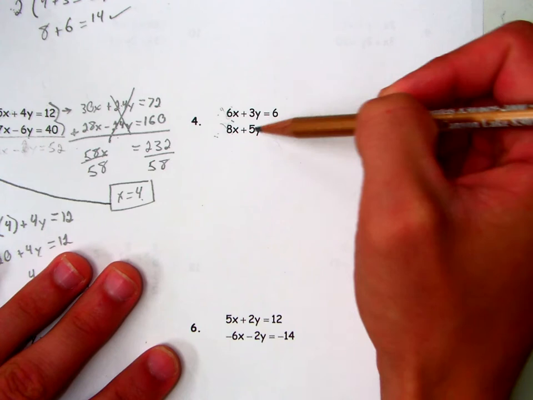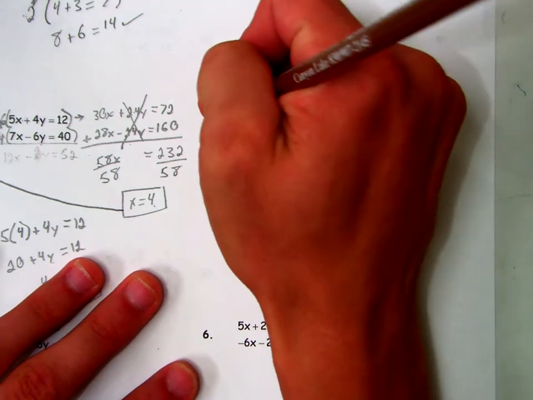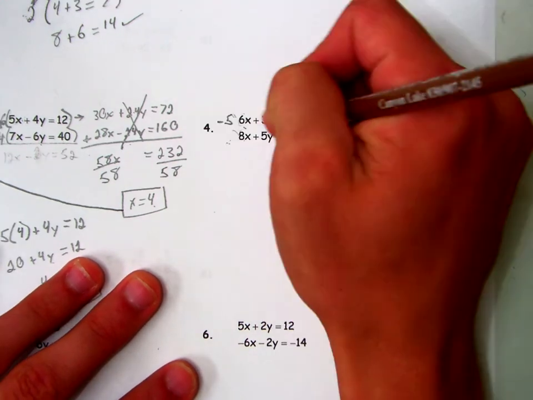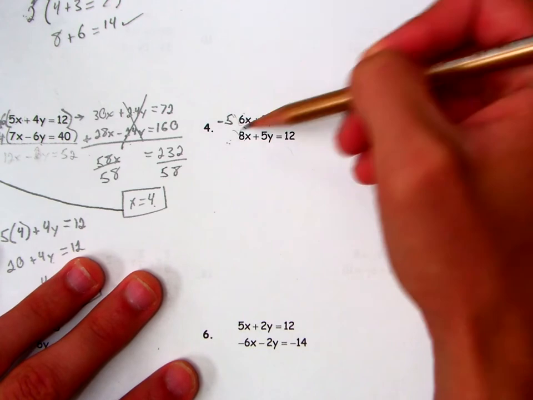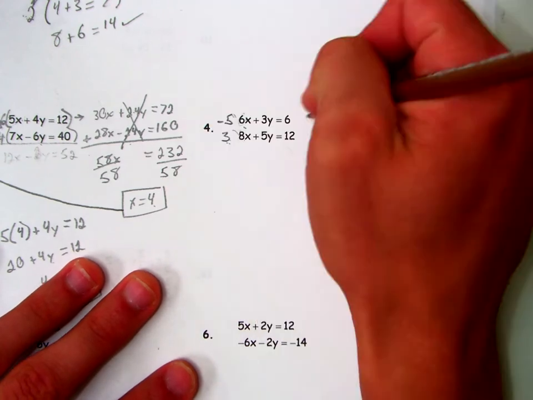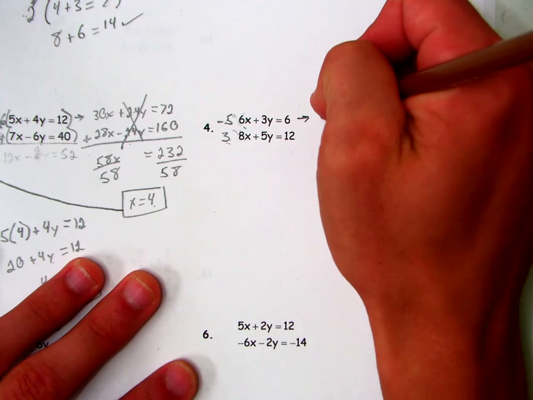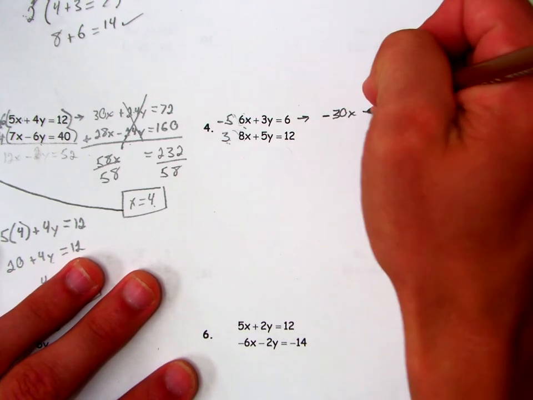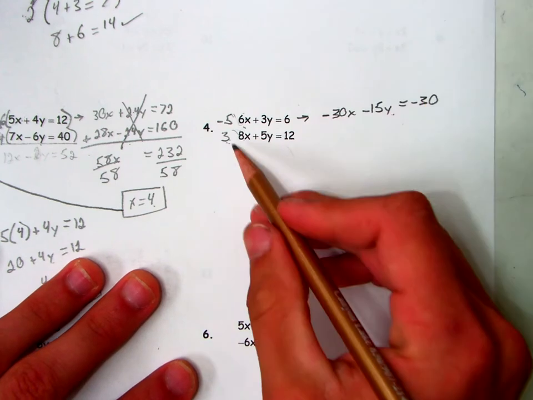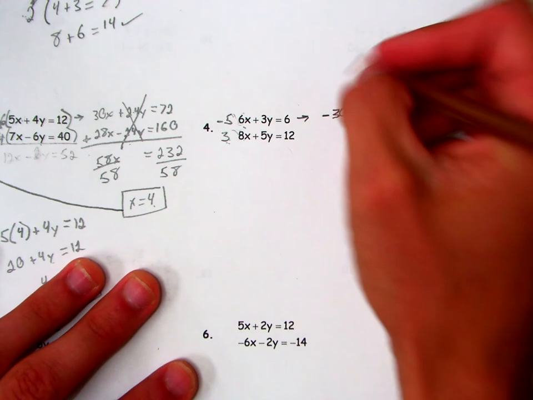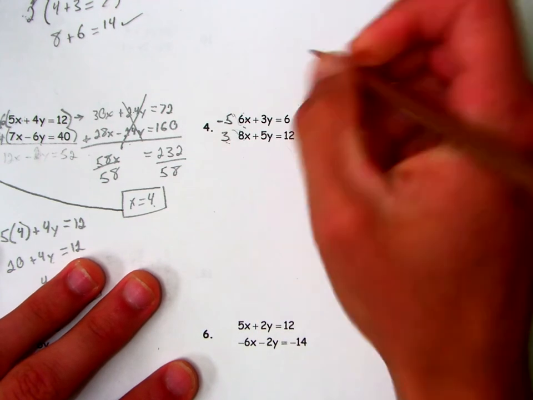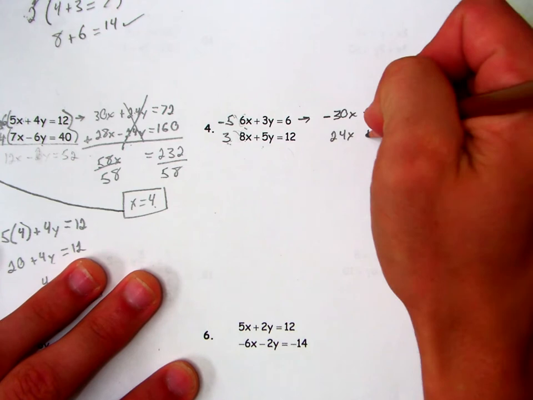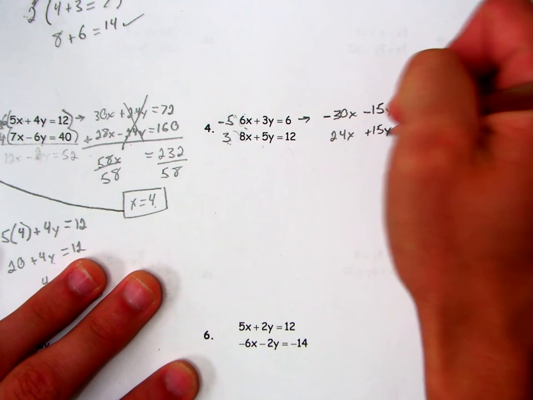Let's say we want to cancel the y's. I'm going to multiply by negative 5 on top. Negative 5 on top, I'm going to multiply by that 3 right here on bottom. So that will simplify to be negative 30x minus 15y equals negative 30. And this one's going to be 8, 16, 24. So I got 24x plus 15y equals 12 times 3 is 36.